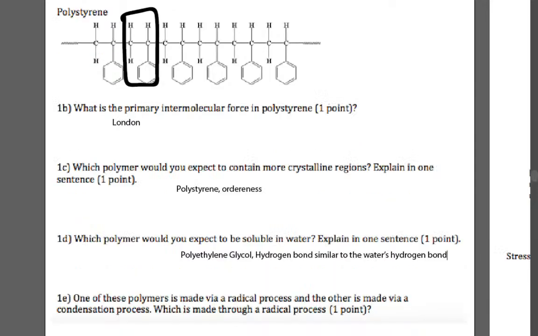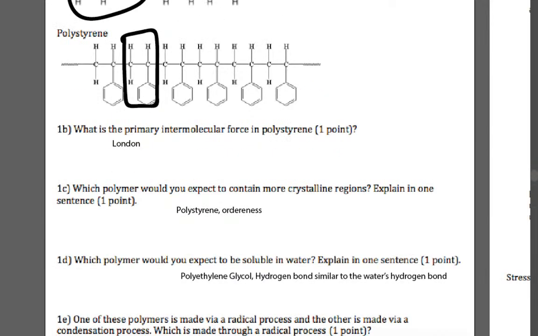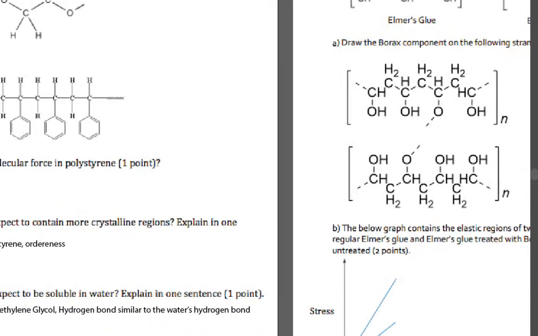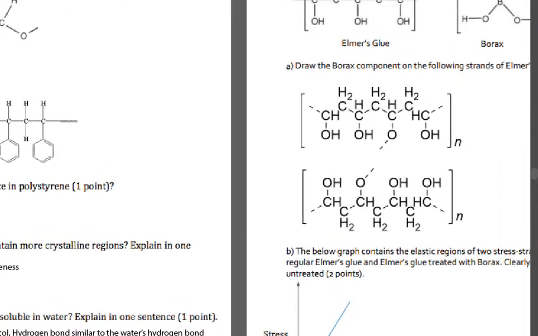One of these polymers is made via a radical process, and the other is made via a condensation process. Which is made through a radical process? I know it to be polystyrene because that's basically addition. You just start with a radical from styrene, I believe, which is the monomer. So I guess that's that.